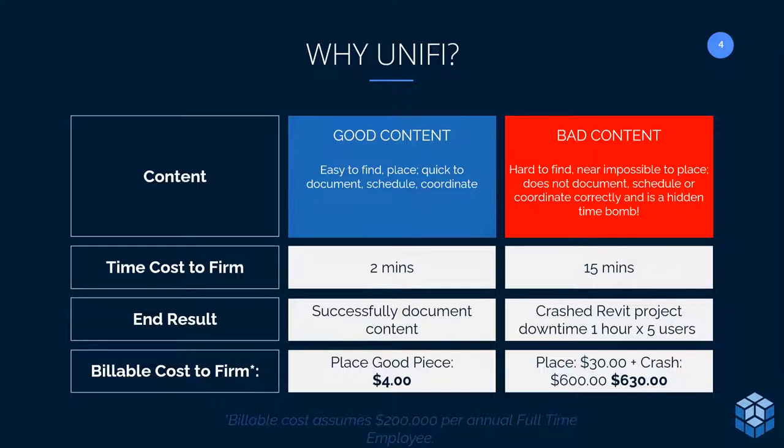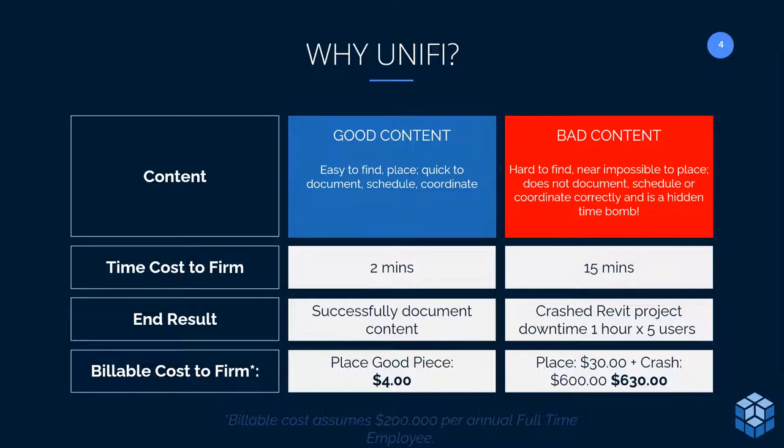Very nice, right? But what about bad content, or content you might run the risk of not being updated? This can be content that's hard to find. I've seen some very well-defined file folder systems, but I still have to know exactly where my content is located, and search in the file folder system will only capture the file name. What about looking at the metadata of the content? Better yet, maybe that content is near impossible to place, maybe because it's just not modeled correctly, but maybe it's the best I have. Maybe it doesn't quite document, schedule, or better yet, even coordinate correctly. So essentially, it's a hidden time bomb.